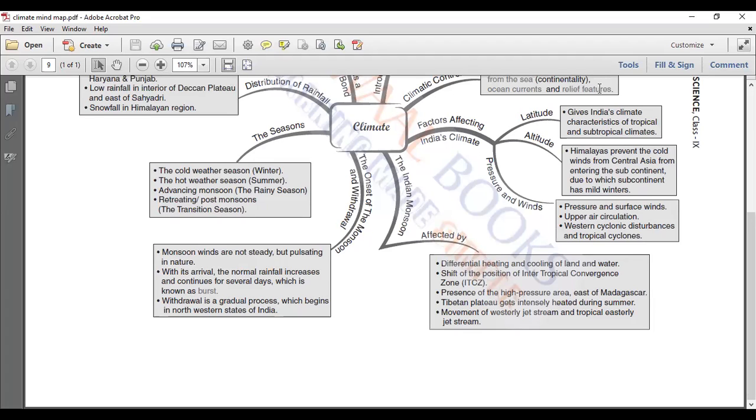Let's talk about the onset and withdrawal of monsoon. Monsoon winds are not steady, but they are pulsating in nature. With its arrival, the normal rainfall increases and it continues for several days, and this is known as burst. Withdrawal of monsoon is a very gradual process, and it begins in the northwestern states of India.